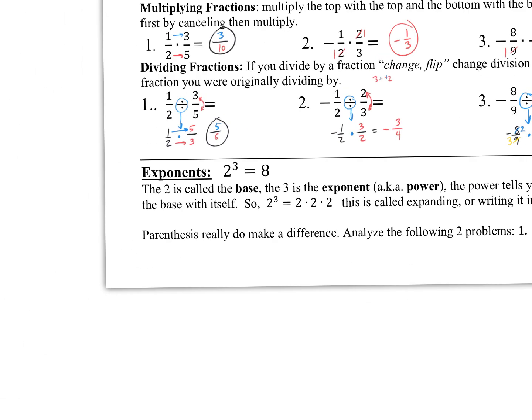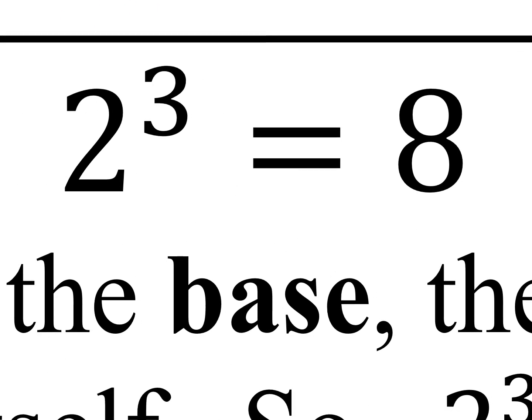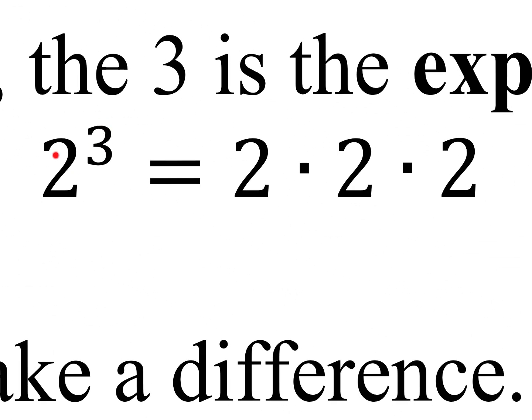If we look down here, we have the final section, exponents, all right? Let's focus in on the 2 to the 3rd equals 8. 2 is what we call the base. 3 is what we call the power or the exponent. Hopefully we remember this from previous math classes. The power tells you how many times to multiply this base with itself. So in expanded form, 2 to the 3rd, this is telling you to multiply the base with itself 3 times, is really 2 times 2 times 2. So what is really 2 times 2 times 2? 2 times 2 is 4, 4 times 2 is 8.